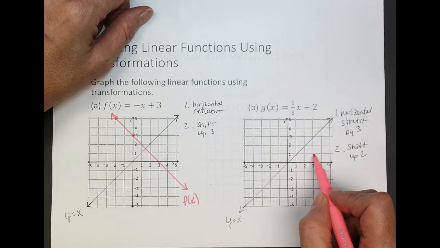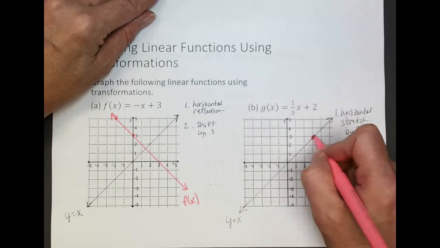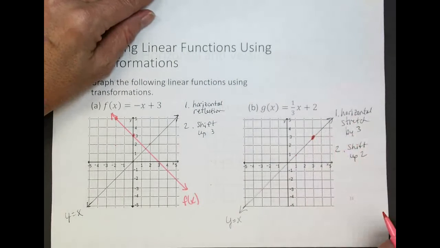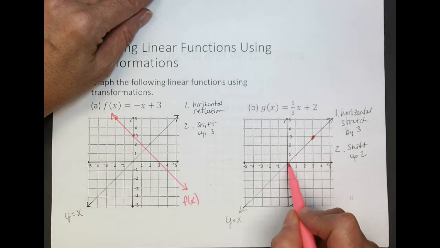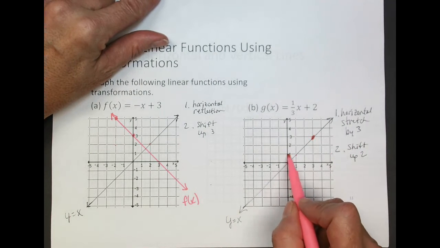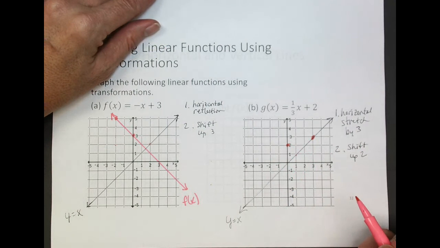But we then have to do the second transformation, which shifts it up 2. We end up right there. Interesting. Okay, let's see. What happens with the origin? Well, when we multiply x by 3, nothing happens because it's 0. But we do still have to shift it up 2, so it comes up to here.